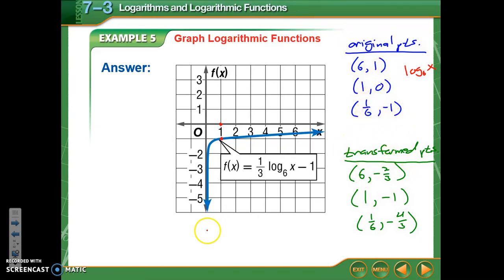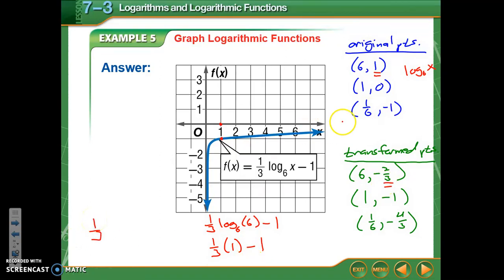When I plug in 6 to this function, I have 1/3 times log base 6 of 6, minus 1. We know log base 6 of 6 is 1, because that's our original point. That's what happens when I take the log of itself, the same as the base. So I have 1/3 times 1 minus 1. 1/3 times 1 is 1/3. 1/3 minus 1 is negative 2/3.